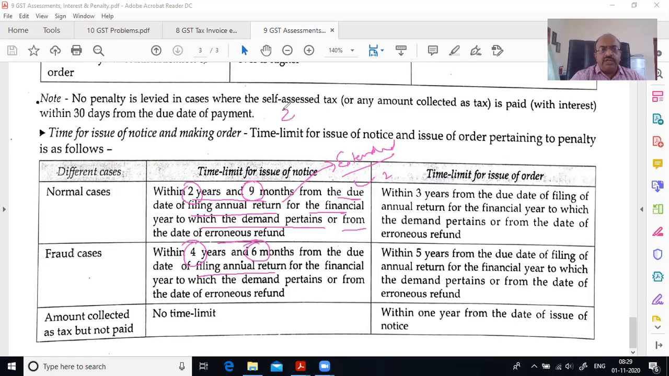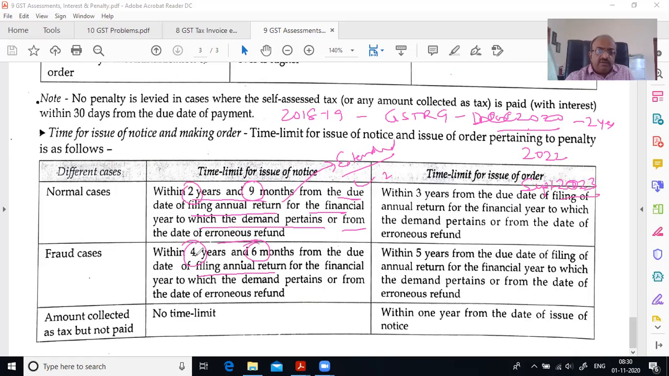For example, as I told you yesterday, for 2018-19, the last date for annual return GSTR 9 is extended to, sorry, December 2020. So from that time, they have got 2 years and 9 months. So that means 2 years means 2022, and 9 months is when? September 2023. They have got time to issue notice.